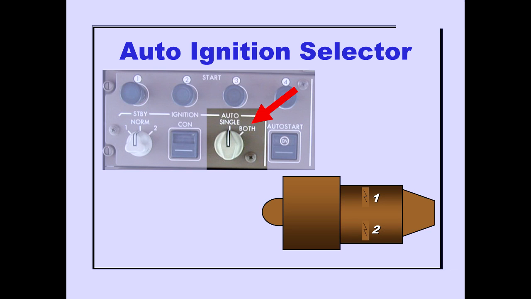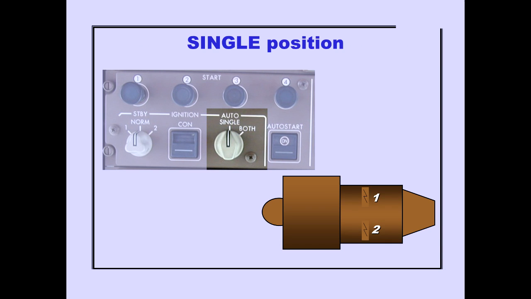The both position of the auto ignition selector selects both igniters in each engine. The single position of the auto ignition selector selects the individual igniter. The electronic engine control automatically alternates between igniter 1 and igniter 2 for successive ground starts. It selects both igniters for in-flight starts.